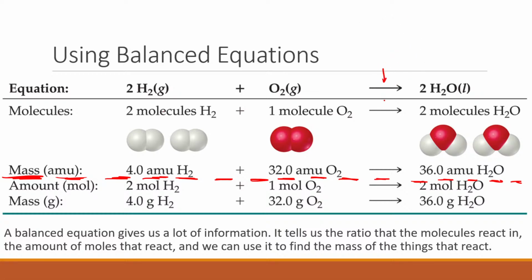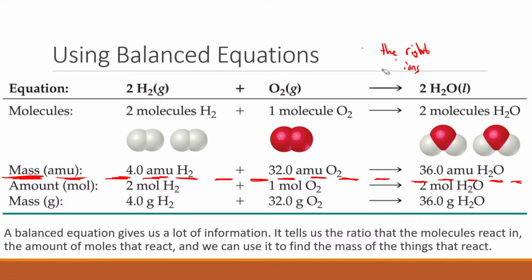This arrow is not an equal sign. It is a shortening of the phrase that says in the right conditions. Right? In the right conditions, 2H2 and 1O2 can make 2 water. There is a different set of conditions for 2 water to break down into 2H2 and O2.